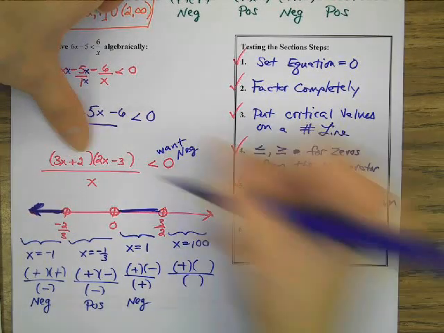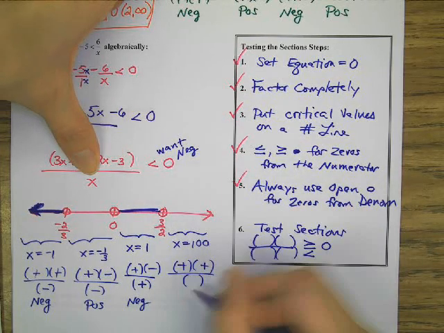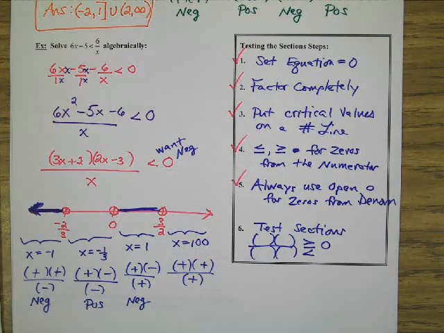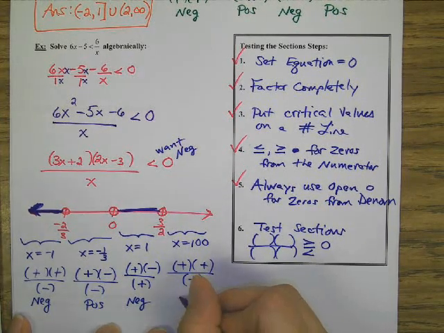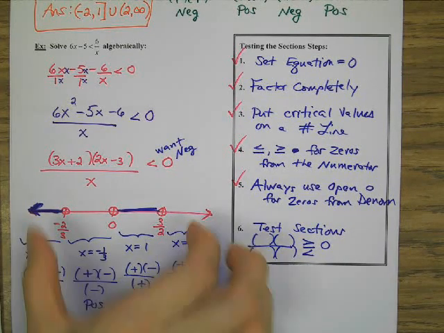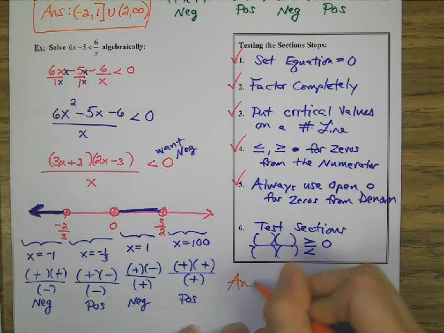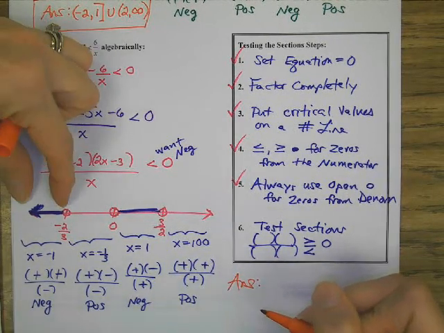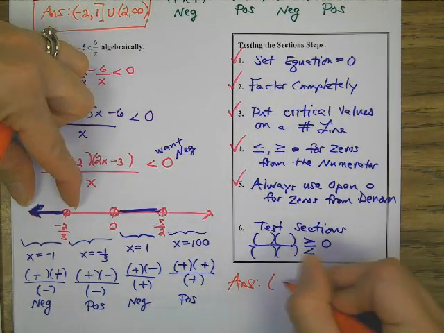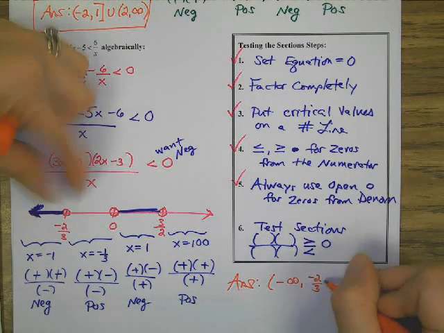Okay, this number line and all this testing is great work, but now we have to officially state the answer. This section right here on the left goes from parentheses negative infinity up to negative 2/3 with parentheses. And there's another piece, so union. I've got parentheses 0 up to 3/2. And that's how you state the answer when solving a rational inequality.